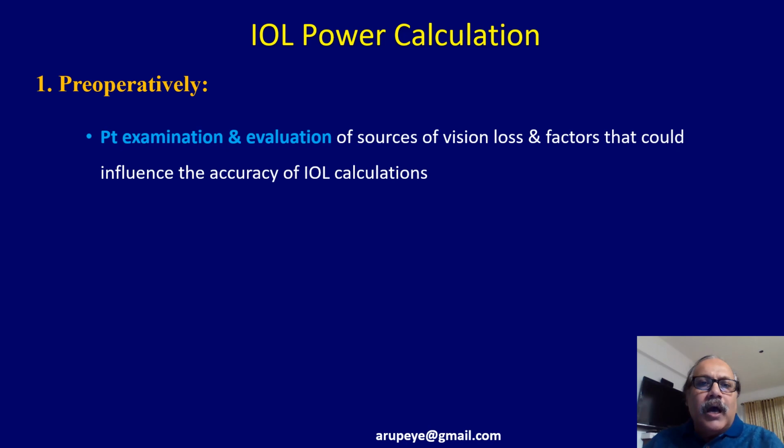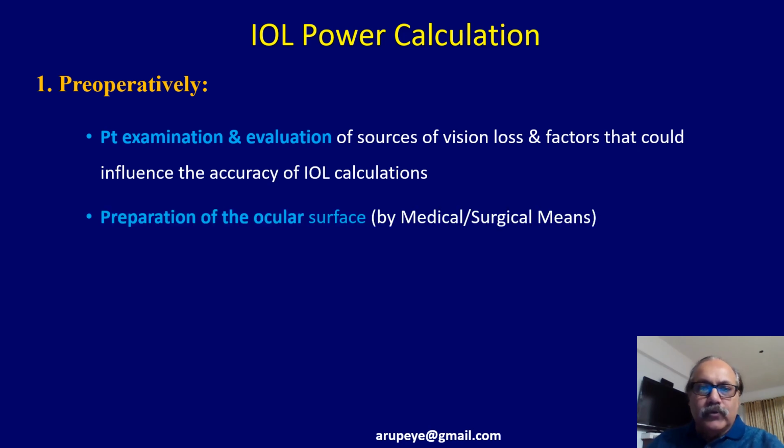Preoperatively, I would like to have a detailed examination of the patient and know about the sources of vision loss and factors that could influence the accuracy of IOL calculations. I would like to know the degree of nuclear sclerosis and the degree of posterior subcapsular cataract. I would also be interested in knowing whether this particular eye falls in the extremes in terms of very short axial length or a long axial length, whether the patient has got posterior staphyloma, how is the fixation pattern of this patient, so on and so forth.